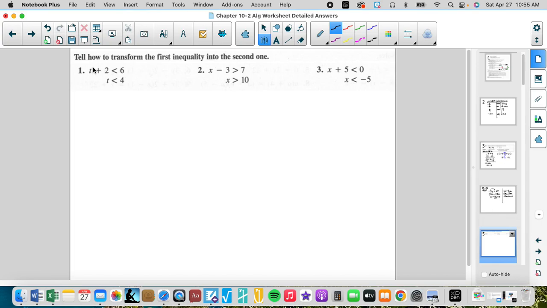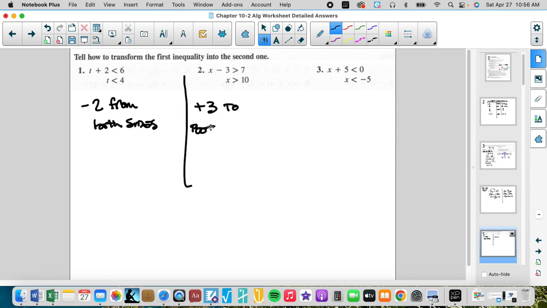Very important. So tell how to transform the first inequality to the second one. What are we doing to the left side to make it t, or what are we doing to the right side to make it 4? So we have to subtract 2 from both sides. What are we doing? We are adding 3. Add 3 to both sides. Don't know how your wording is going to be, but what are we doing? We are subtracting 5 from both sides.